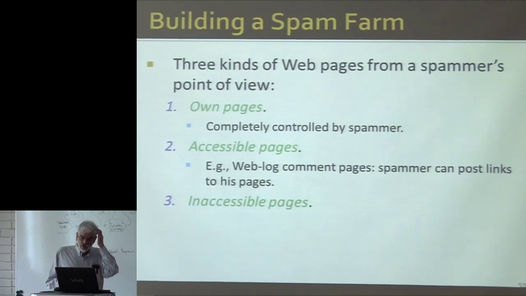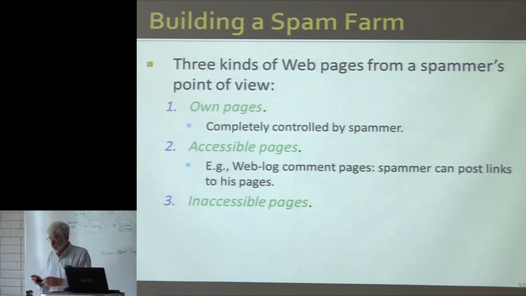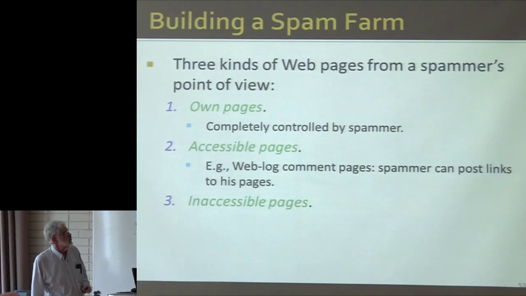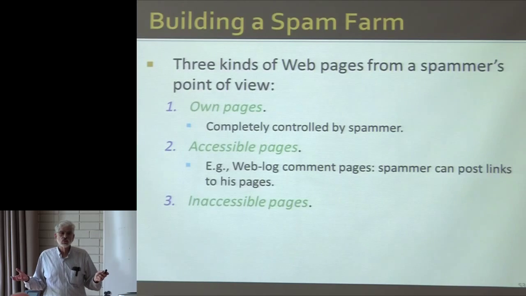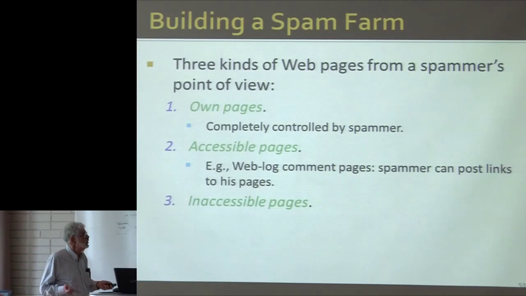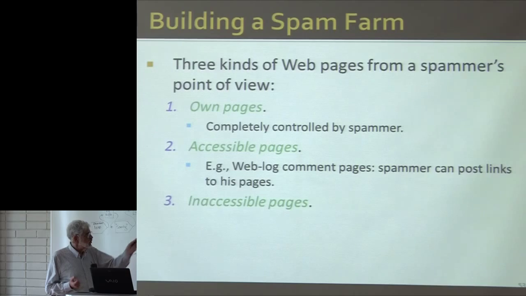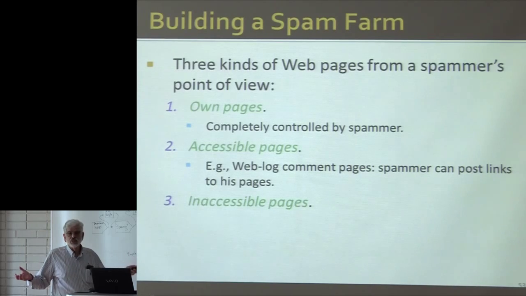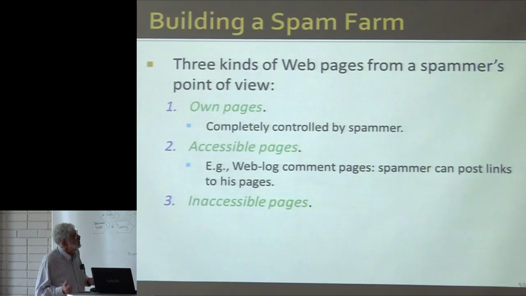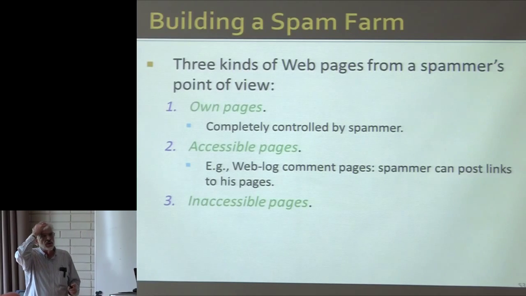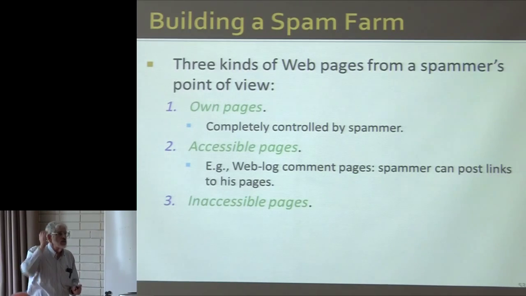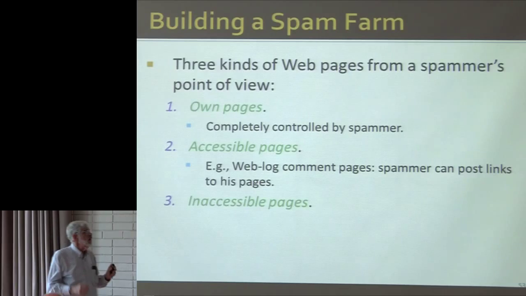Okay, so first of all, if I'm a spammer, I see the web as divided into 3 pieces. First is my own pages, the things I can control, obviously the things that are on my server. The third thing are the inaccessible pages, the things that I just cannot control. But in the middle are accessible pages that I don't own, but I have the ability to manipulate in some way.